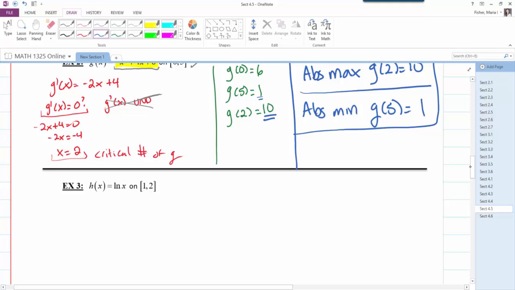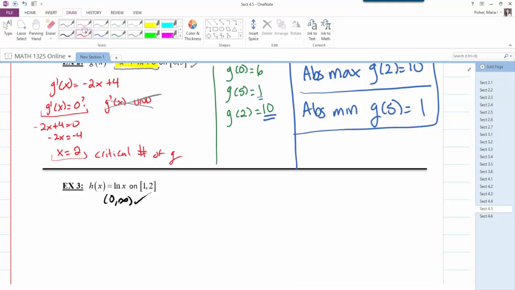Let's find the absolute maxes and mins for the natural log of x on the interval from 1 to 2. Now, the natural log of x has a domain of 0 to infinity, which means it's going to be continuous on the interval from 1 to 2. So step 1 is done.